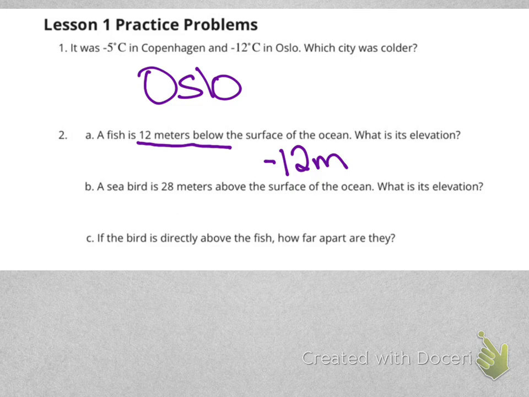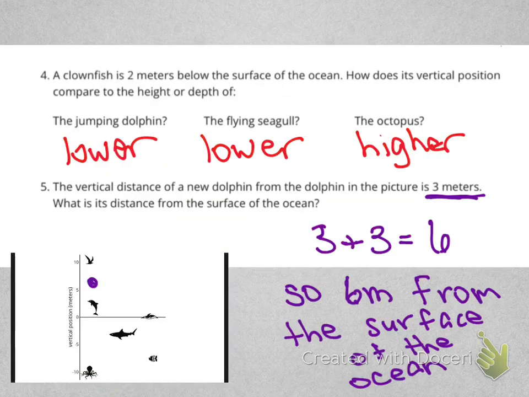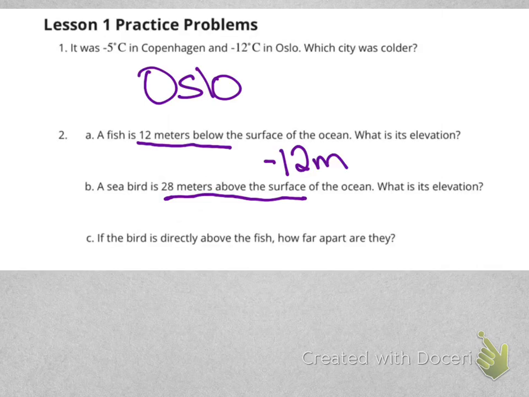Part B. A seabird is 28 meters above the surface of the ocean. What is its elevation? So if we go back to this image with all our animals, if it was above, it's going to be on this side. Okay, it's going to be in the positive side. So it's going to be a positive 28 meters.